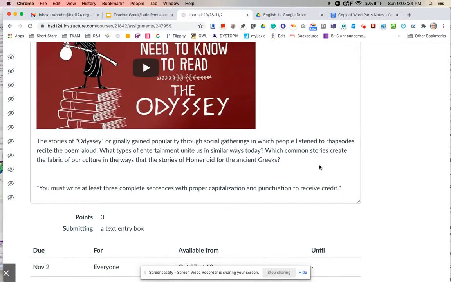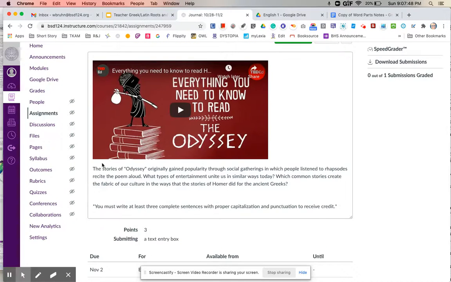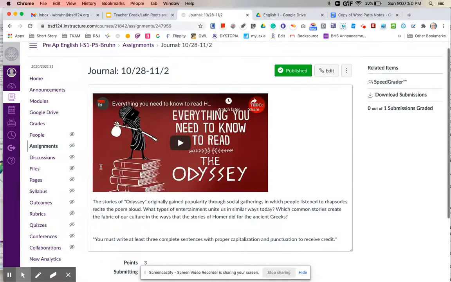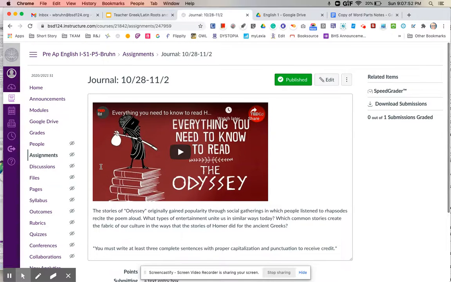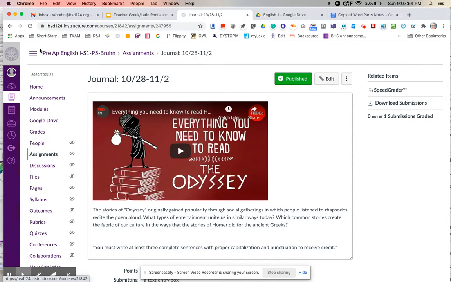So you're just thinking about, this was their main form of entertainment. So you're thinking about what types of entertainment bring us together today. And when it refers to which common stories create the fabric of our culture, that's basically just talking about what are those stories that everyone knows? The stories that everyone has heard of, everyone is familiar with. Those are the kind of stories that we're talking about there.